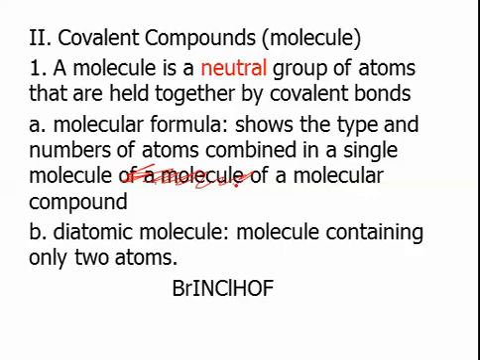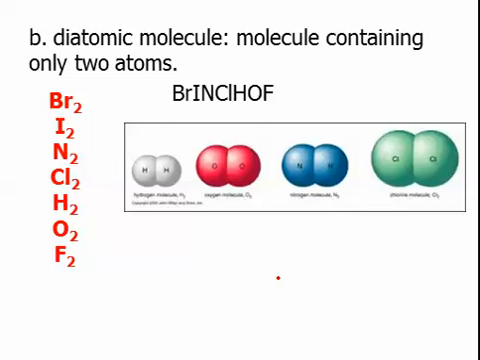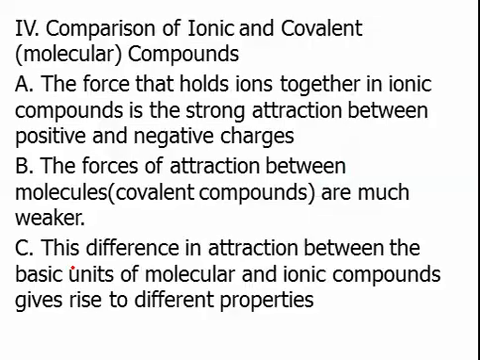Now, there are 7 elements that are molecules containing only 2 atoms, and it spells out Brinkelhoff: bromine, iodine, nitrogen, chlorine, hydrogen, oxygen, and fluorine. And I have this on the next slide. So we can see Brinkelhoff: bromine, iodine, nitrogen, chlorine, hydrogen, oxygen, fluorine. Those elements actually come in pairs. They are covalent molecules.